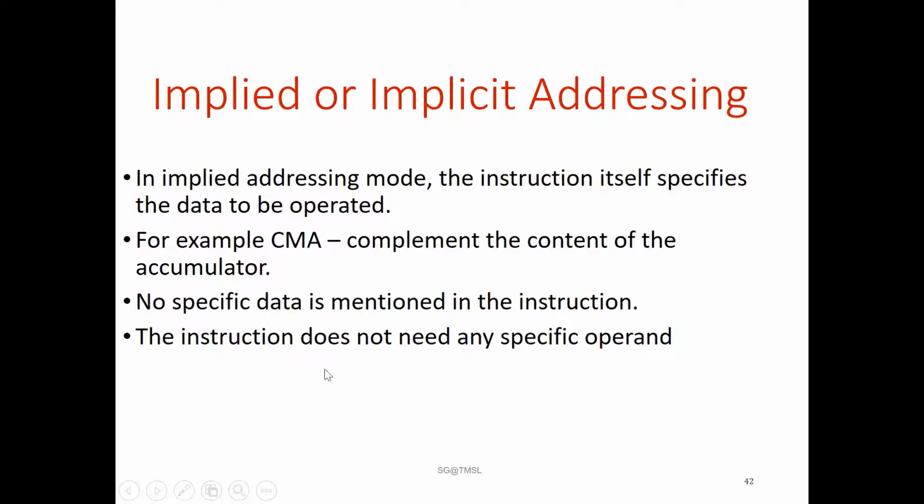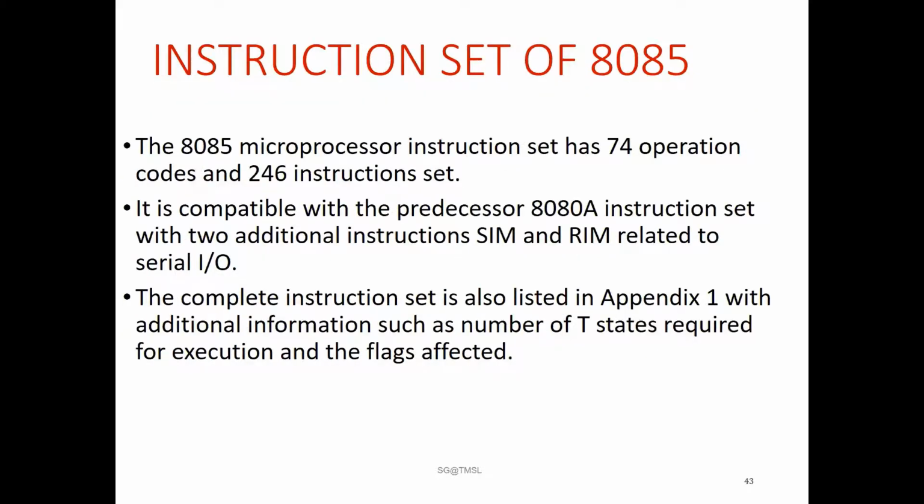Like halt, HLT. After that, you don't need to specify any register like halt A or halt B. No, you don't need it. So if you don't need any operand individually specified, then these types of instructions are in this category, which is the implied or implicit addressing mode. Okay.